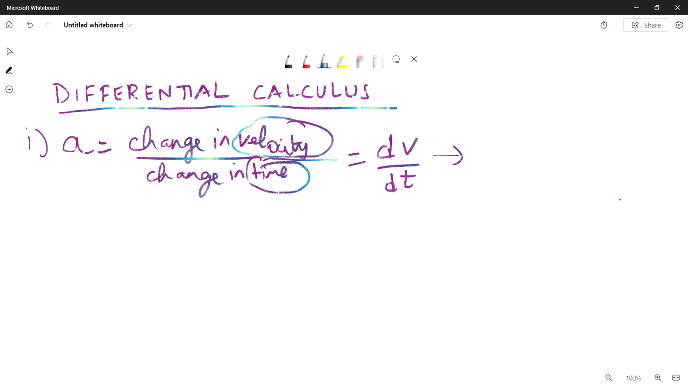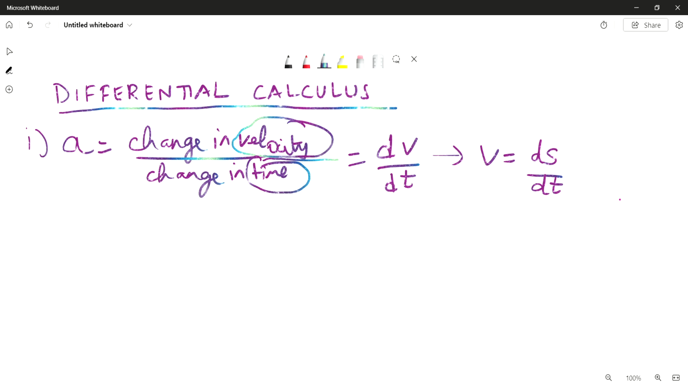Another famous example is velocity. We study velocity as change in displacement with respect to change in time. So here S is displacement and T is time. So we are involving two quantities whose change we are talking about. So this is basically what we do in differential calculus.